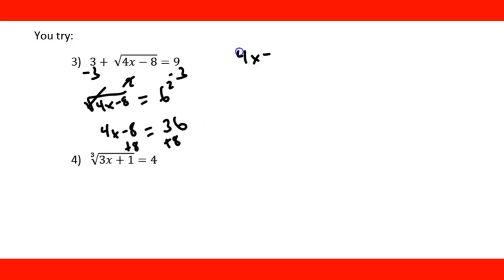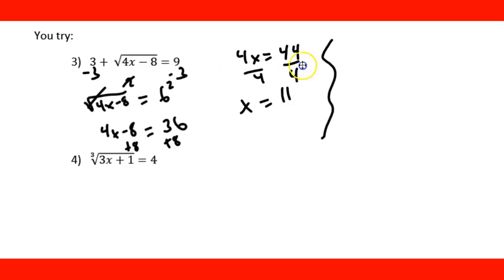So we have 4x equals 44. And finally, we're going to divide by 4, and we get x equals 11. All right, x is 11. So now we've got to check it. You have to check it. Make sure you check it.